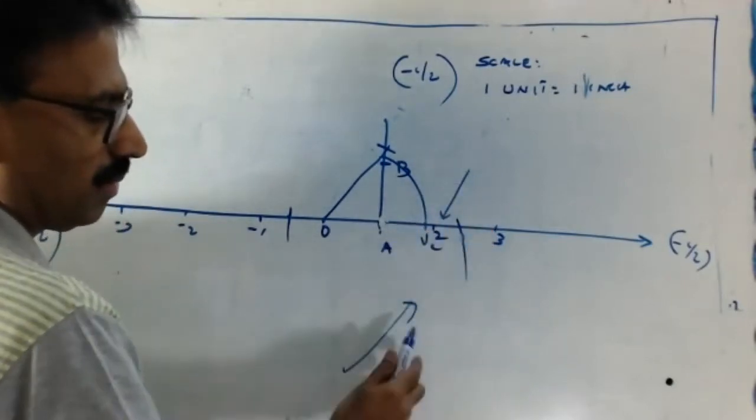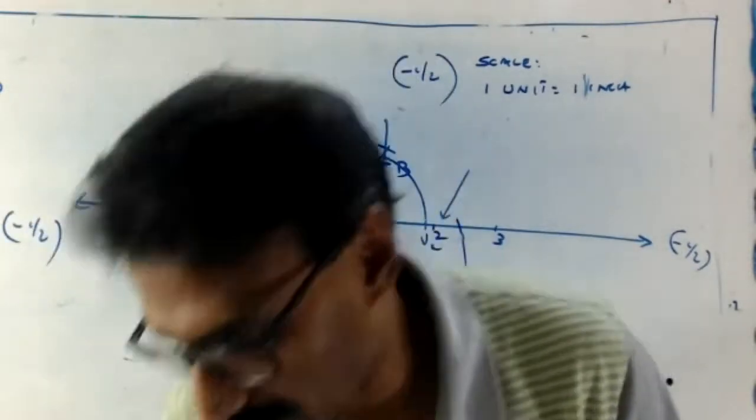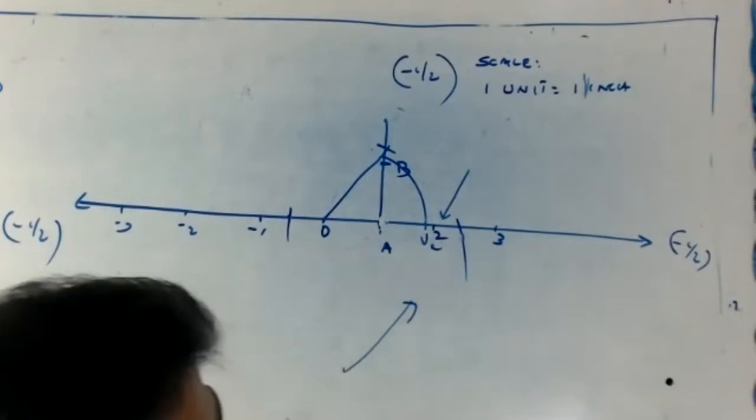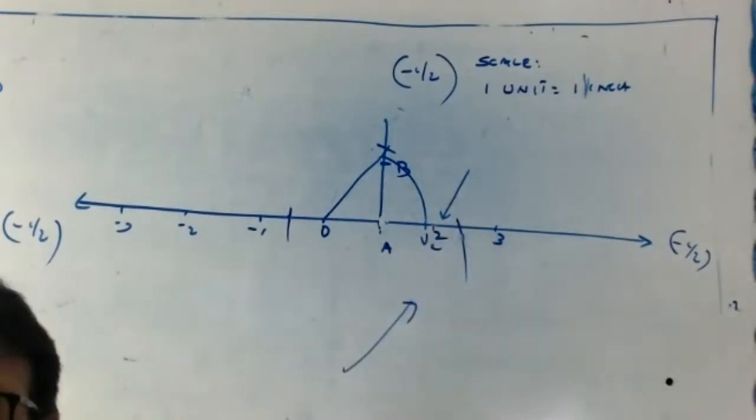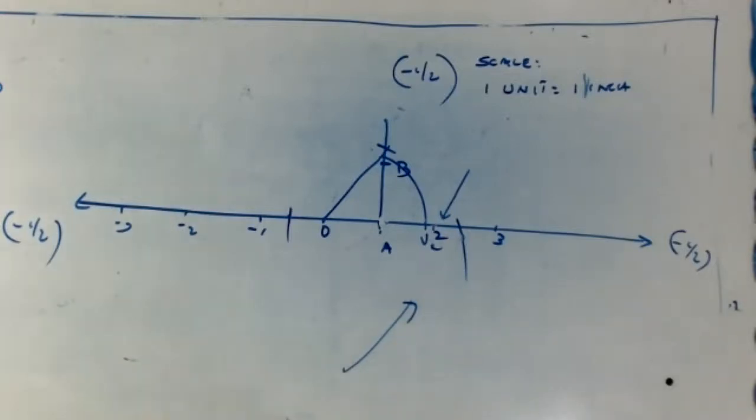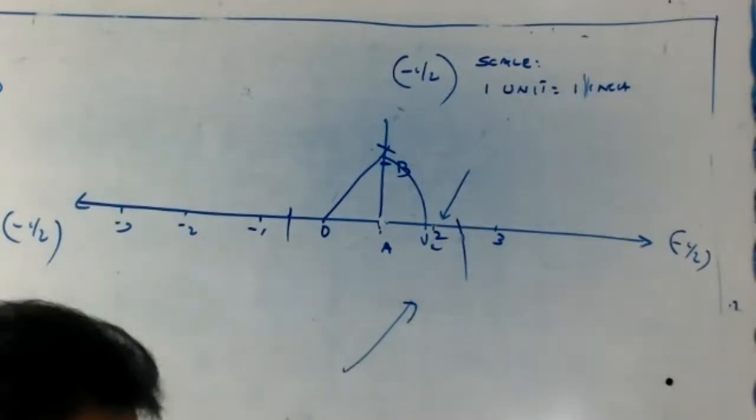Don't mark like this. Root 2 on the number line only. Root 2 not in the air. So marking is important. This one here only. I hope now it is clear, right? Everyone okay now? So what do you have to do?